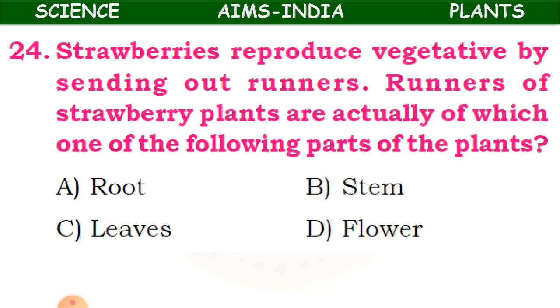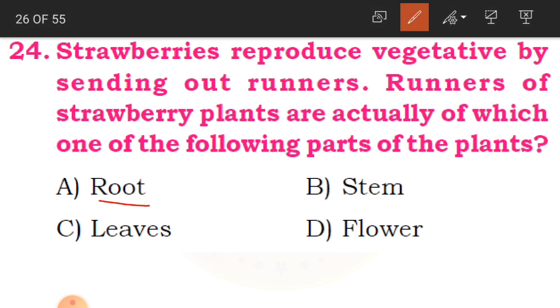Strawberries reproduce vegetatively by sending out runners. Runners of strawberry plants are actually which one of the following parts of the plants? So what we learned is that strawberry type of plants reproduce through runners. Okay, what are these runners? Which part is called runners here? Whether root, stem, leaves or flowers. Okay, children.